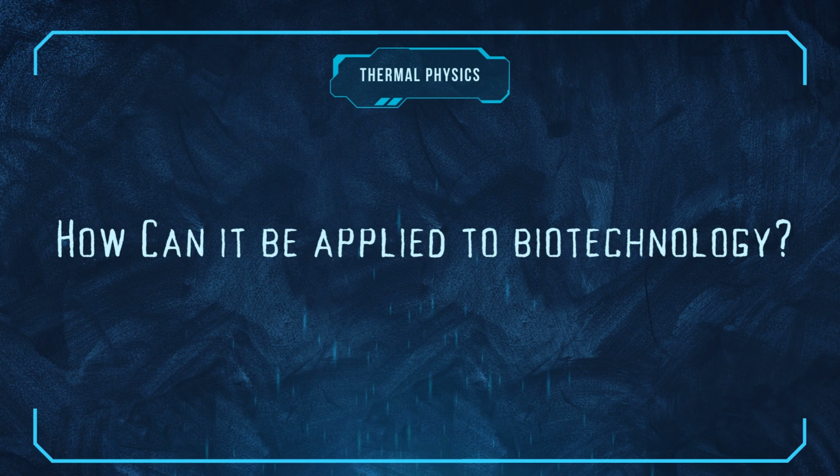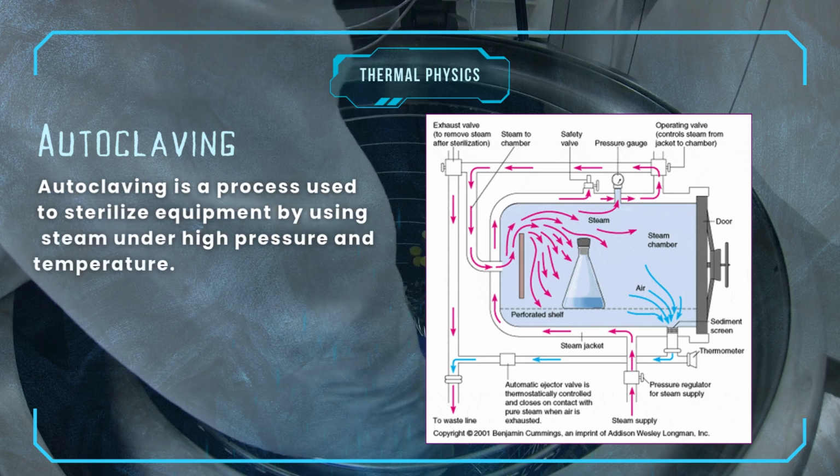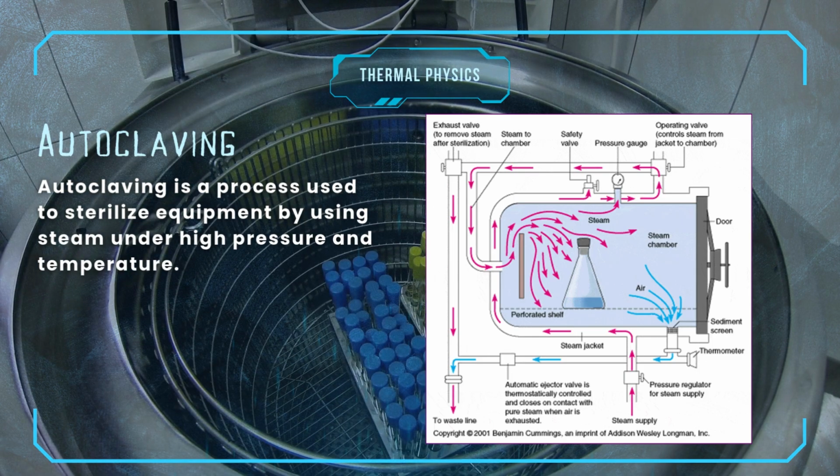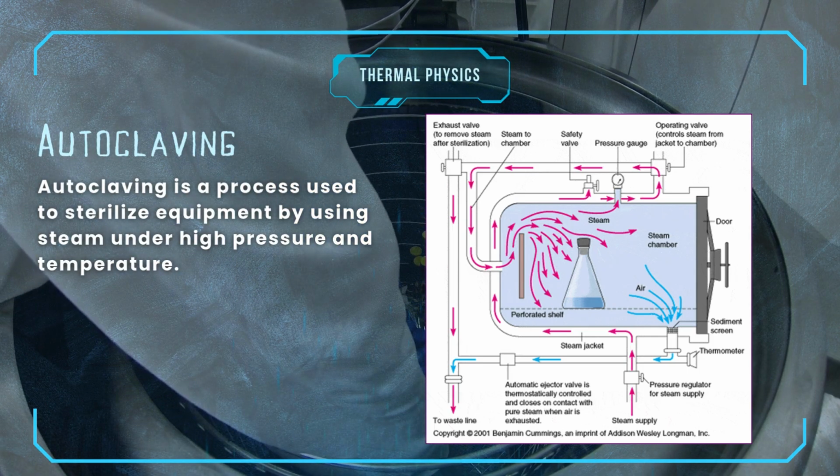Now, how can this concept be applied to biotechnology? We can apply it through a process always used in the lab, autoclaving. Autoclaving is a process used to sterilize equipment by using steam under high pressure and temperature. Instead of explaining this rather complex diagram to you, I will simplify the principle behind it.